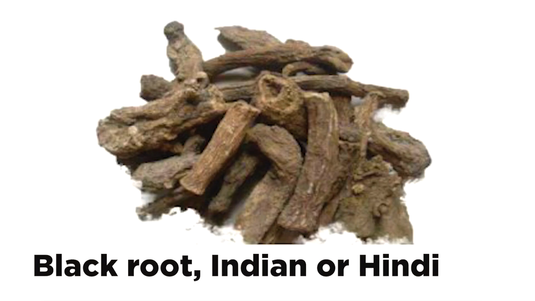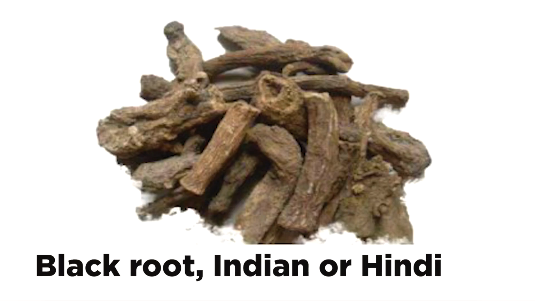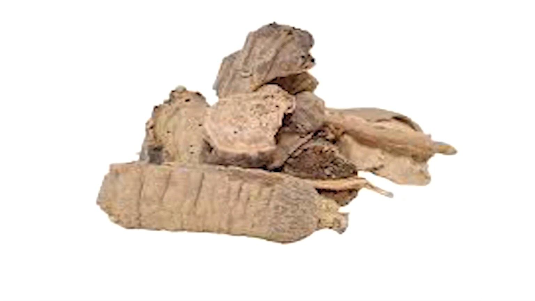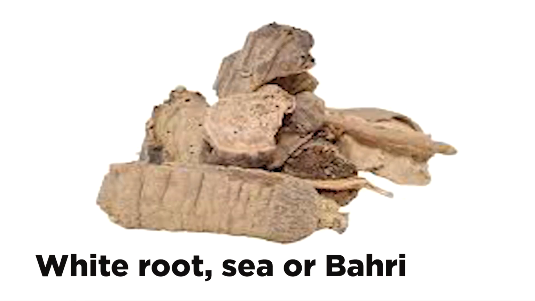There are two varieties of Kyst root. Black, also called Indian or Hindi, receives nutrients from the soil, can serve as a separate medicine, and is highly valued by healers. White root, C or Bahri, contains fewer active ingredients. It is easy to find and its price is lower.